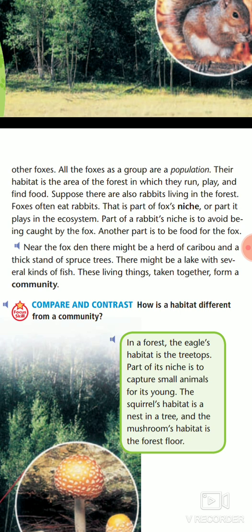Suppose there are also rabbits living in the forest. Foxes often eat rabbits. That is part of the fox's niche, or the part it plays in the ecosystem. Part of a rabbit's niche is to avoid being caught by the fox. Another part is to be food for the fox.